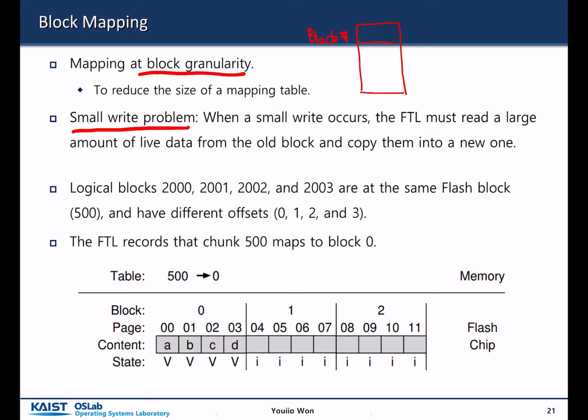Let me provide an example. Let's say that we are going to write logical blocks 2000, 2001, 2002, and 2003. They are mapped into the same flash block with different offsets. Then what the FTL does is to record that chunk 500 maps to block 0. So in block mapping, logical block 500 is mapped to block 0, and subsequently the 4 pages are written to these pages A, B, C, and D.